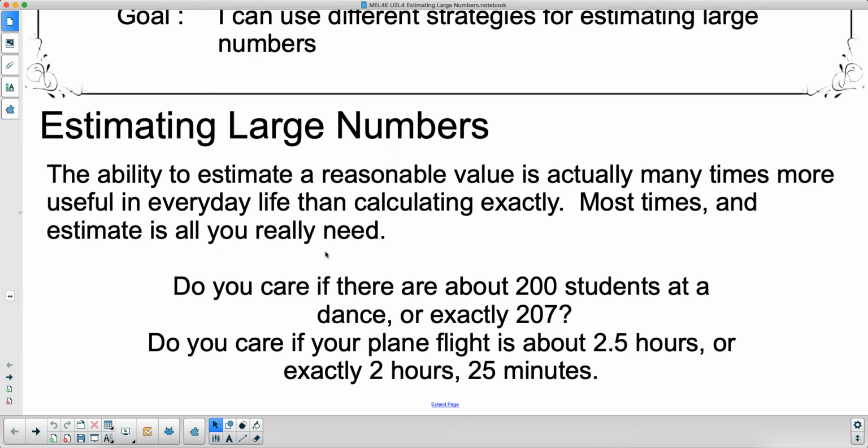Do you really care if your plane flight is about 2.5 hours or exactly 2 hours and 25 minutes? Well, it depends on whether you've got someone waiting for you. They might want to know exactly how long until you get there. But most of the time you're going to say, oh, it's about 2.5 hours. So getting a rough estimate is usually as good as we need in everyday life.